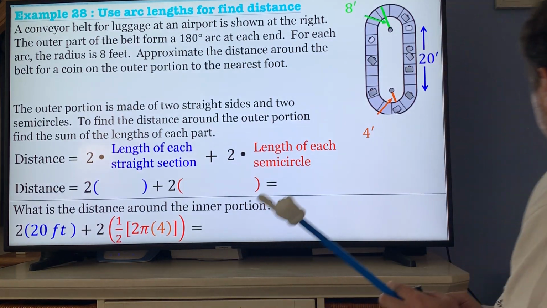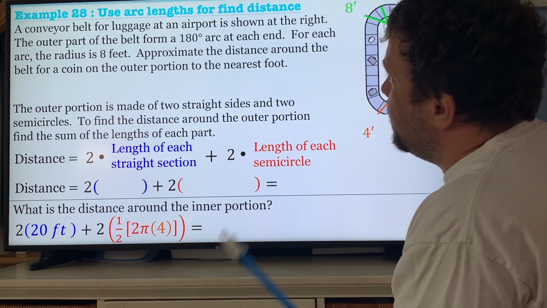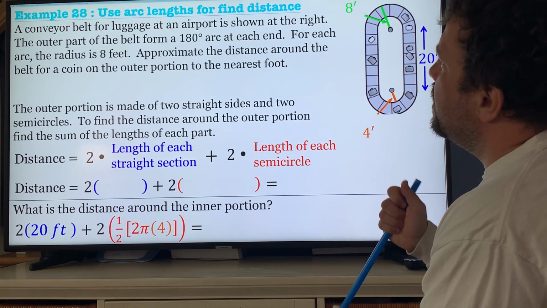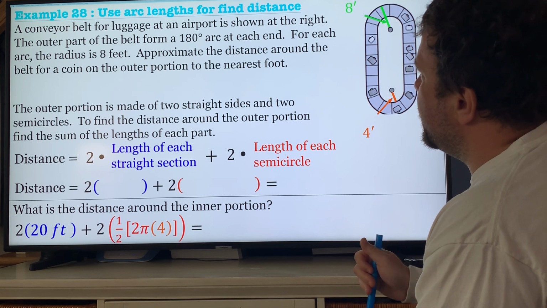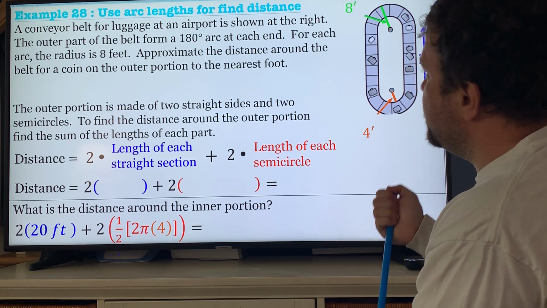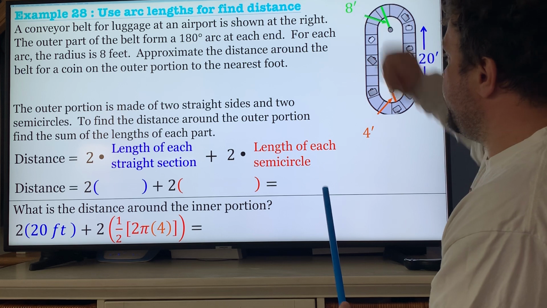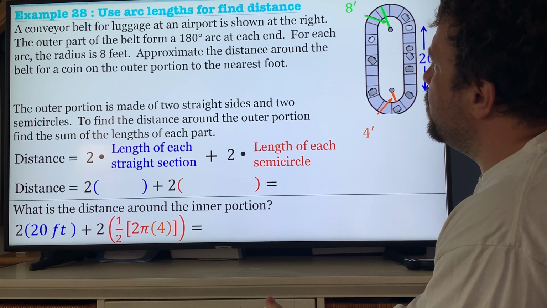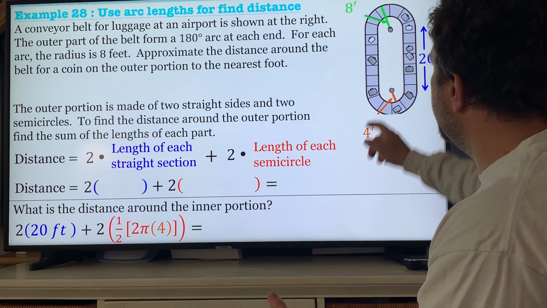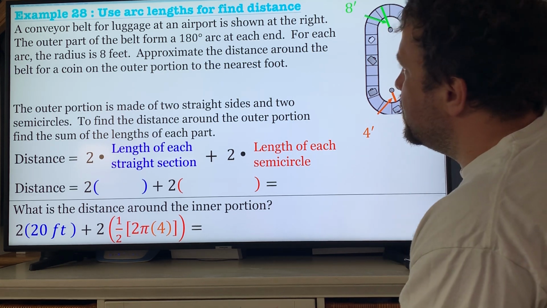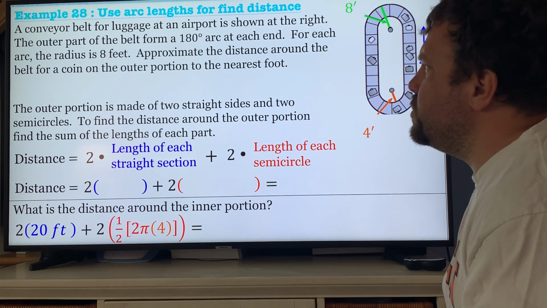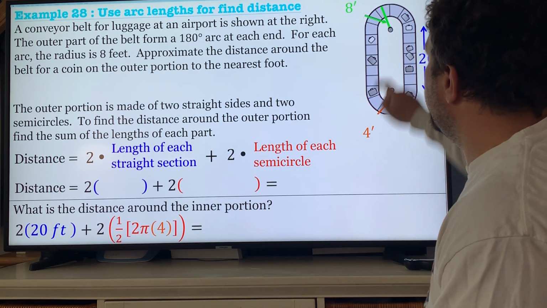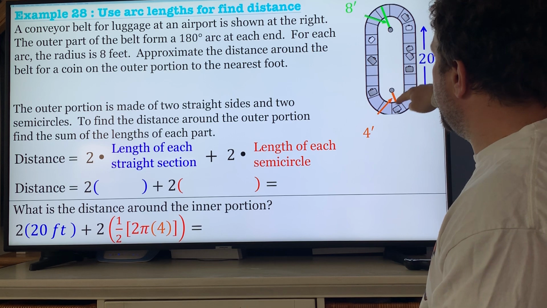Last questions here, and then we're done. Let's go do a word problem to end things off. So it says, a conveyor belt for luggage at an airport is shown at the right. The outer part of the belt has a 180 degree arc at each end. For the arc, the radius is 8 feet. All right, approximate the distance around the belt for a coin on the outer portion to the nearest foot. So they're going around. So the outer portion is made of 2 straight sides and 2 semicircles, right? We care about the outer, not the inner.